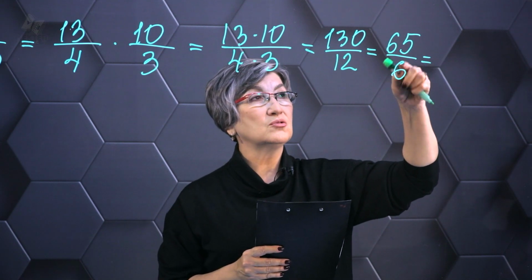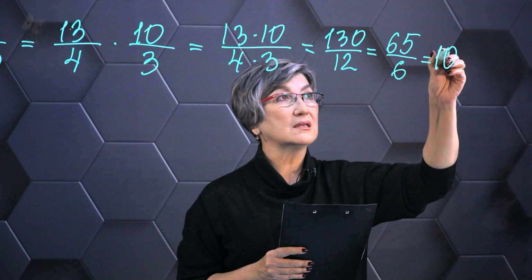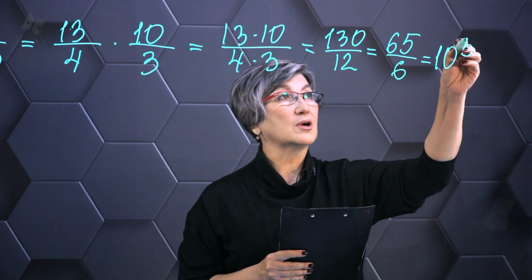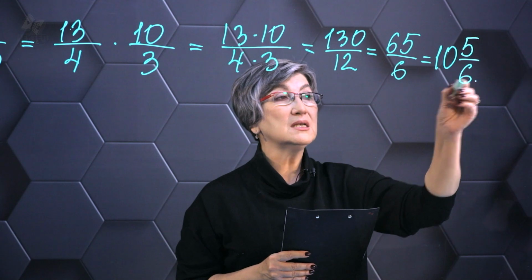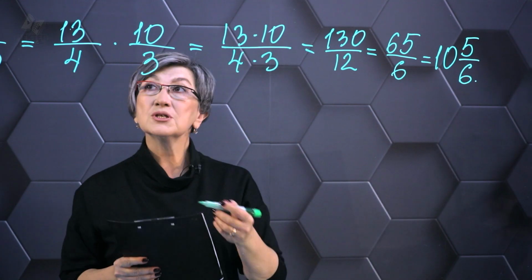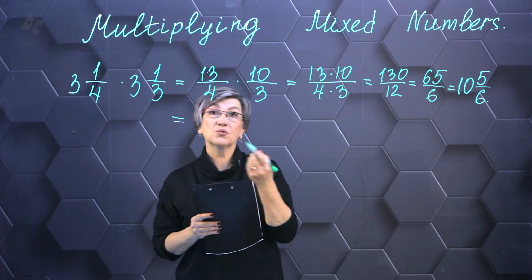Now let's separate out the whole part, because this is an improper fraction. 65 divided by 6 is 10 whole ones, and I'm left with 5 in the remainder. So I write 5 as the numerator and I leave the denominator the same. The only thing is, you can go a little bit differently.